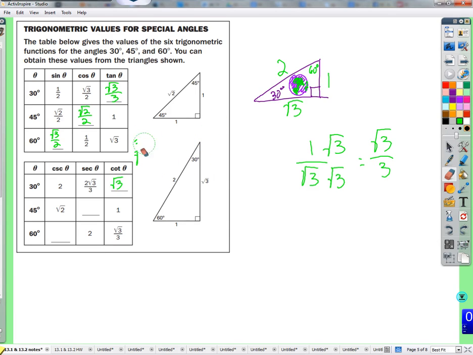Look at all the blanks they gave us. We have to rationalize the denominator in all the things we have to fill in here. So we get 2 over root 2. We multiply by root 2 in the numerator and denominator. Root 2 times root 2 is 2. 2 times root 2 is 2 root 2. The 2 is canceled, so it's the square root of 2.